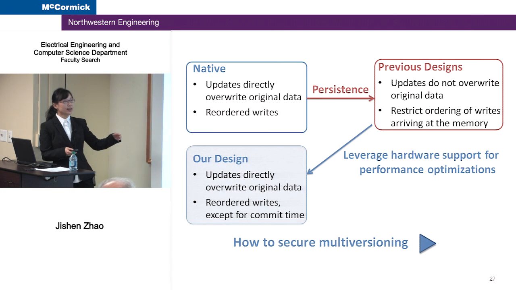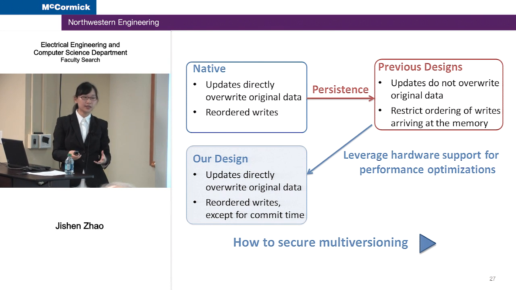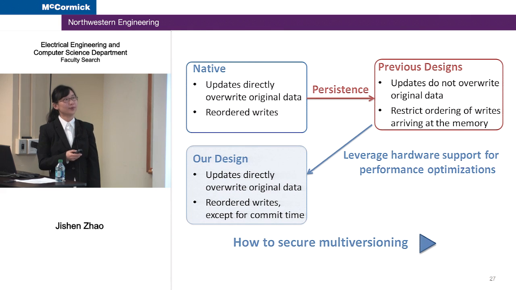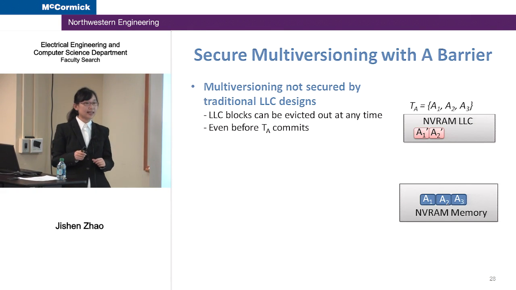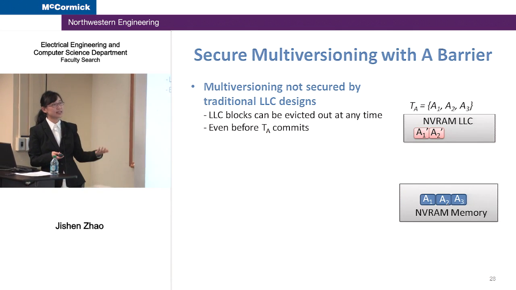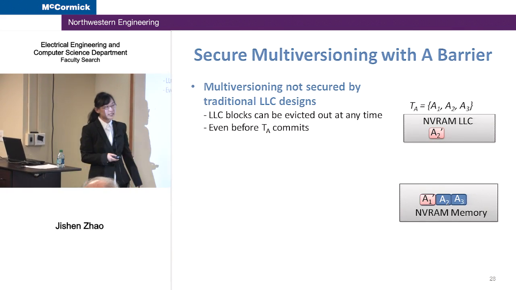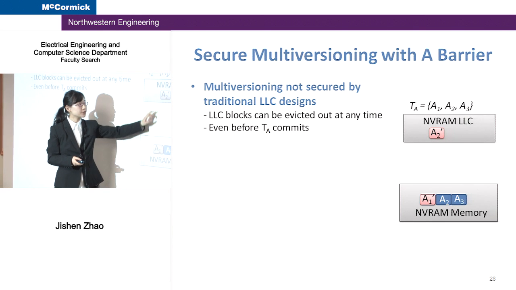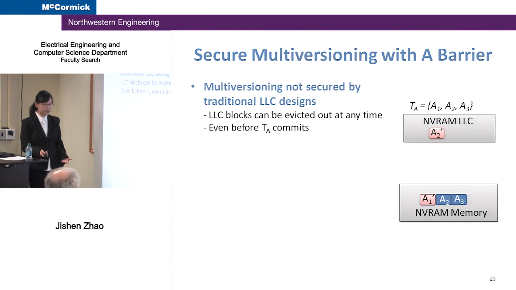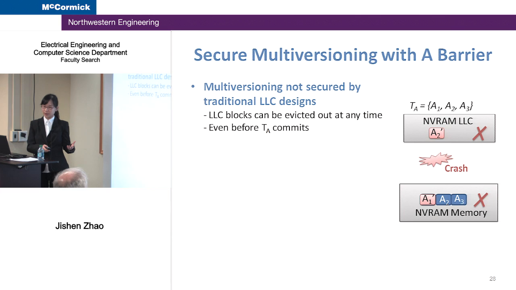For example, only adopting the two-level last level cache and main memory persistent memory hierarchy does not necessarily secure multi-versioning. Let's quickly take a look at this example. Traditional cache hierarchy design has no knowledge about persistence, so it allows last level cache blocks to be evicted at any time, even before a transaction is committed. In this case, the two versions are actually being updated at the same time. It violates the atomicity property. If the system crashes in the middle, both versions are corrupted.